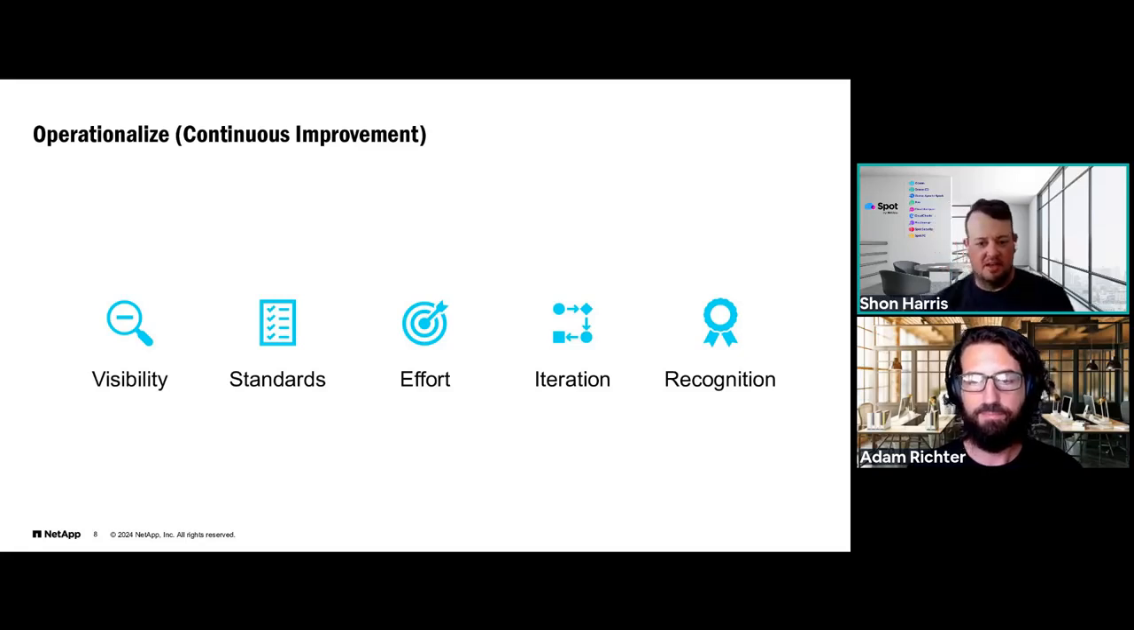Operationalizing is that next key, and basically think of it as continuous improvement, right? We have continuous deployment and integrations. Let's add another continuous to it and make it continuous improvement, which means visibility, standards, effort, iteration, and recognition. So let's start off with standards, and these aren't in any specific order, but when we think of standards, Adam, what does standards mean to you and the AWS Optics team?